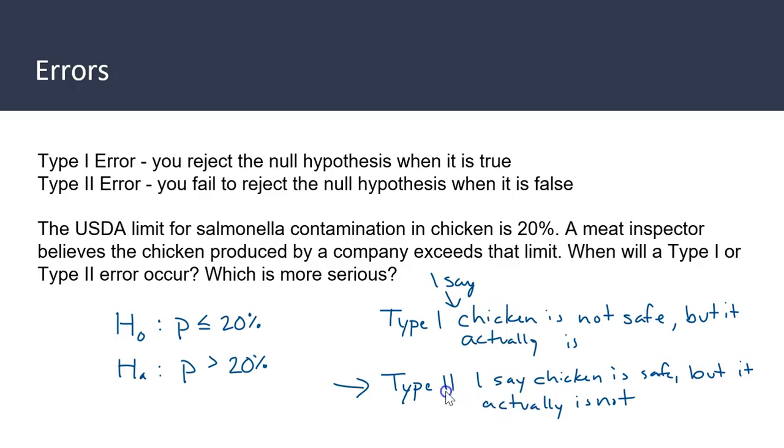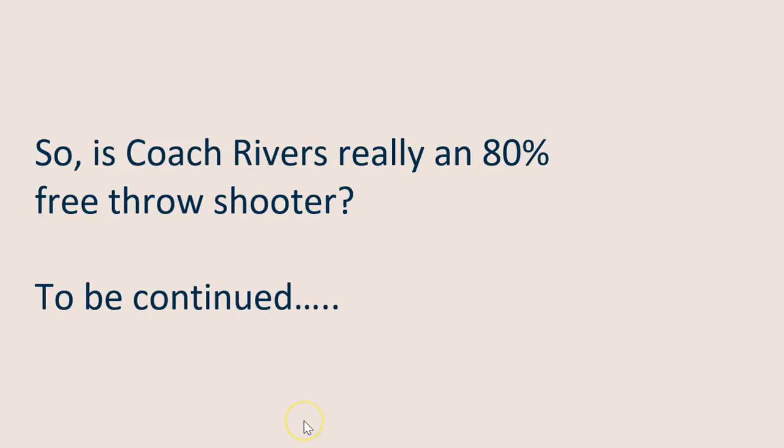So again, which error is worse always depends on the situation, so you have to actually read the situation. Okay, so all of this was to answer the question, is Coach Rivers really an 80% free throw shooter? We got some more stuff to look at. We'll hit that in 8B.